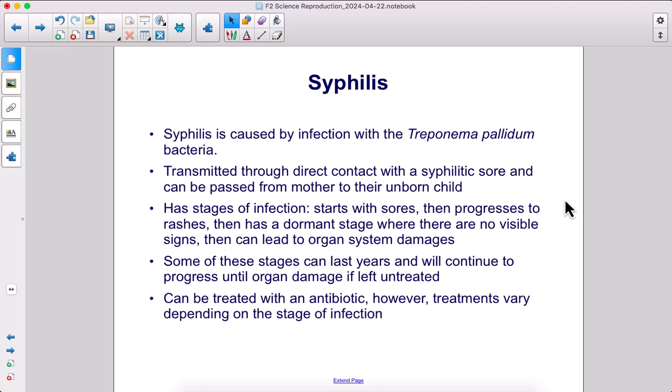Syphilis is caused by infection with the Treponema pallidum bacteria. Transmitted through direct contact with a syphilitic sore, it can be passed from mother to their unborn child. There are stages of infection.